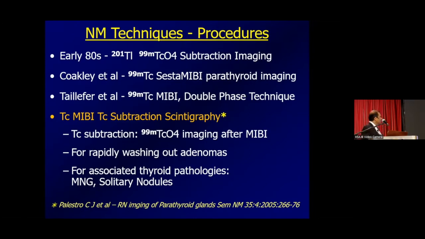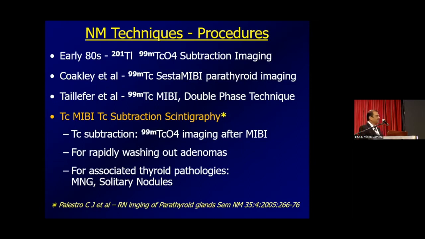There is another subtraction which is very important, the technetium sestamibi and pertechnetate subtraction scan. This is reserved for two specific areas. One is for the rapidly washing out adenomas, which can be missed in a conventional dual phase technique. And also when you have associated thyroid pathologies like solitary nodules or multinodular goiter, you will prefer the technetium sestamibi, technetium pertechnetate subtraction scan.